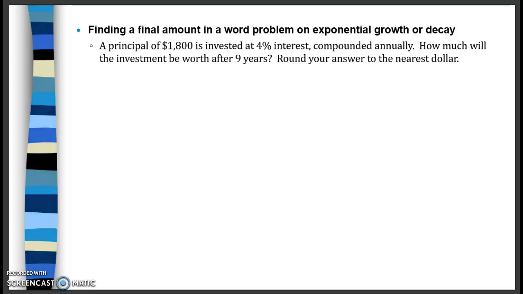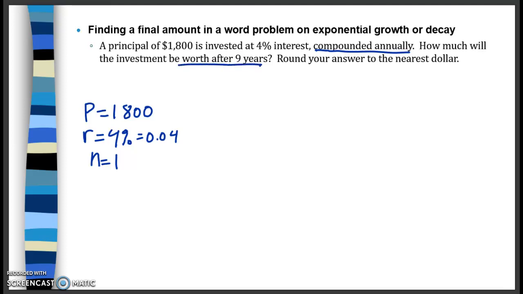$1,800 is invested at a 4% interest compounded annually. Compounded annually, what does that mean? That means n equals 1. Let's go back. The principal is $1,800 and the rate is 4%, which is the same thing as 0.04. That is the decimal for it. And then we want to know how much it will be worth after 9 years. So time is equal to 9.